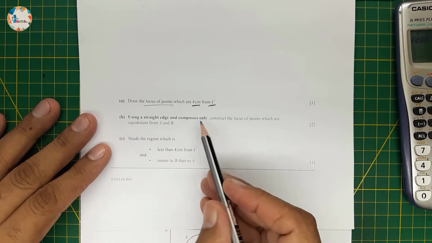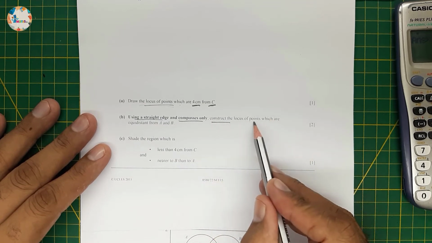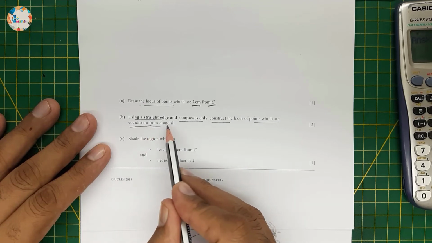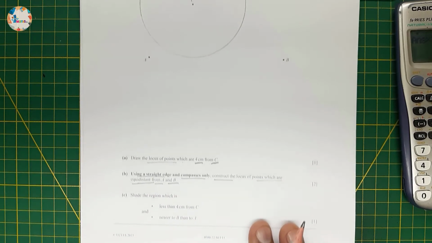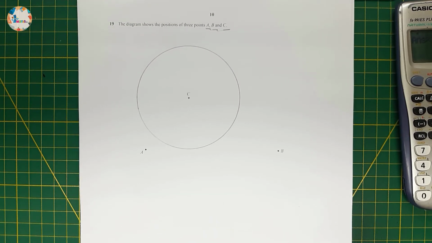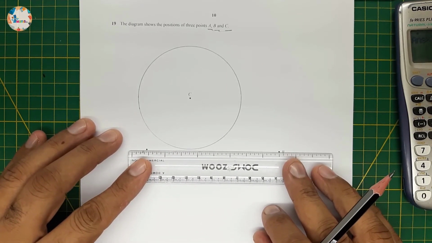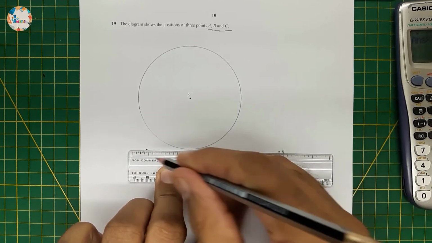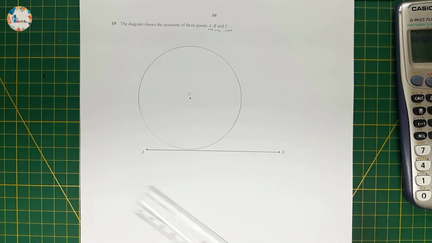Use a straight edge and compasses only. Construct the locus of the points which are equidistant from A and B. So equidistant from A and B. So what we will do for that, we will be joining basically first. So first of all we will join A and B. So A is this one and B, AB. We have joined these two, AB.